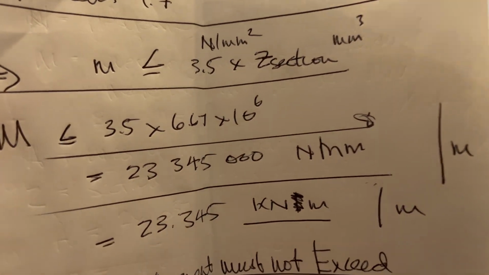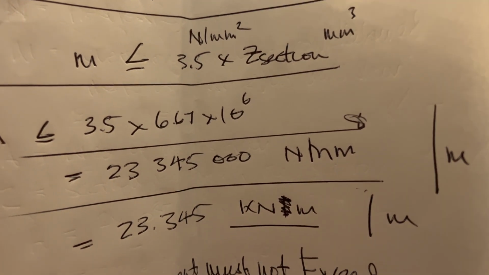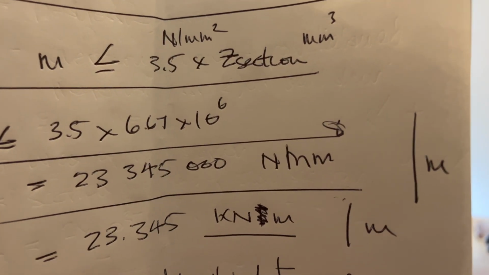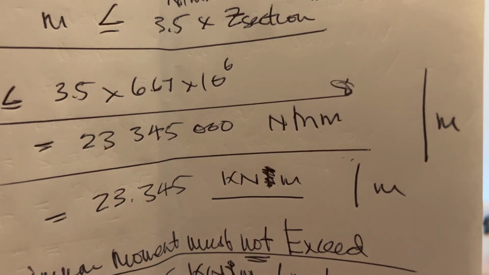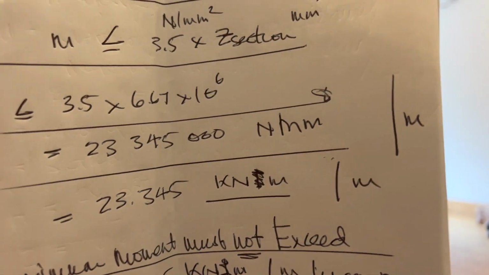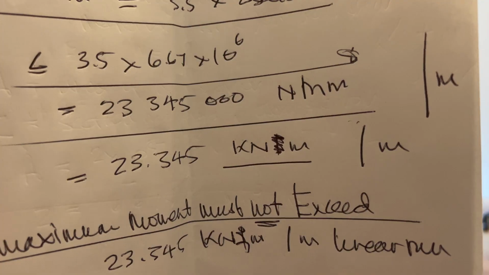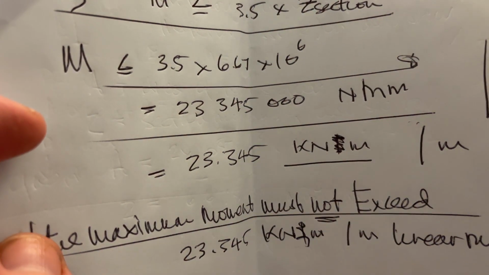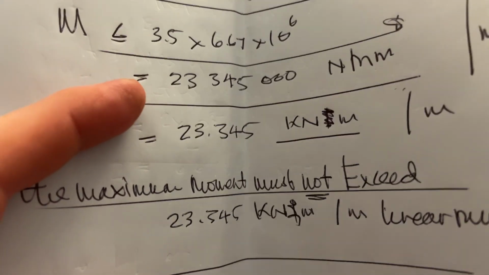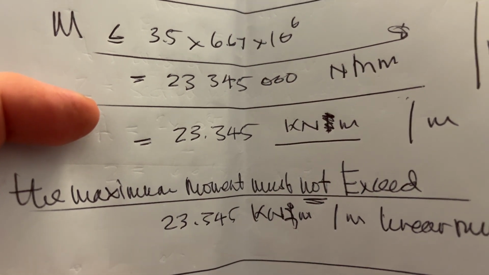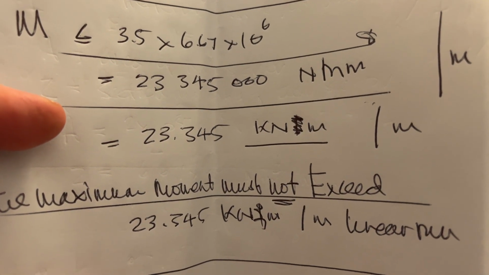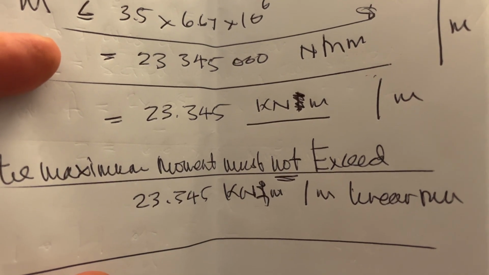M is equal to or less than 3.5 times Z of the section. So therefore M is equal to or less than 3.5 times 6.67 times 10 to the power of 6. So M, 3.5 times 6.67 times 10 to the power of 6 is 23,345,000.